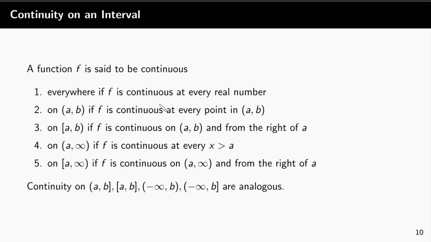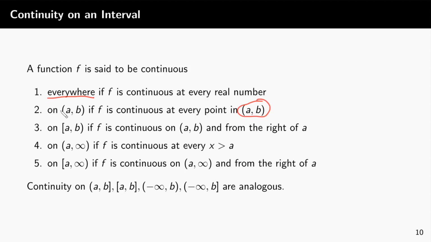Okay, this number 1, we just defined this earlier. So a function f is said to be continuous everywhere. So we just defined this when we defined continuity. So it is continuous everywhere if it is continuous at every real number. Okay. And then continuous on the open interval a and b. So here, the values a and b are not included. And a function is continuous on an open interval ab if it is continuous at every point or every value, in other words, every number inside this interval.